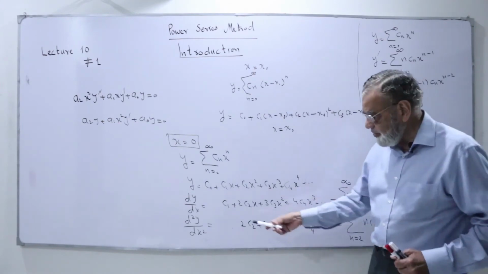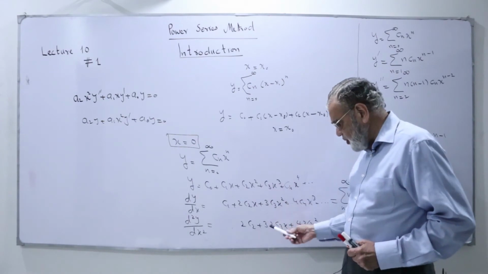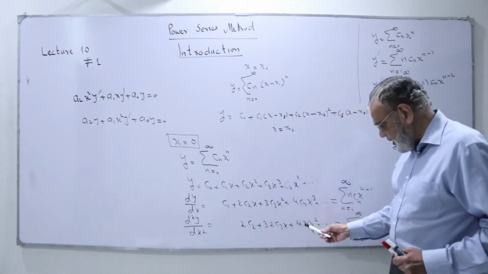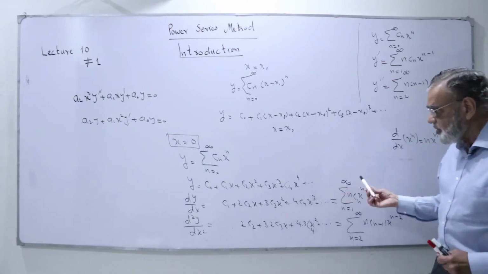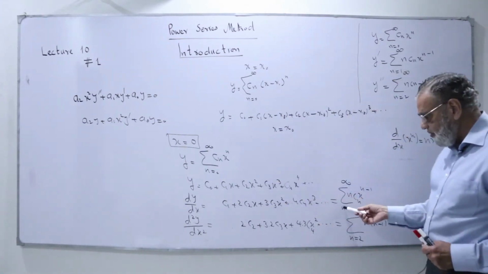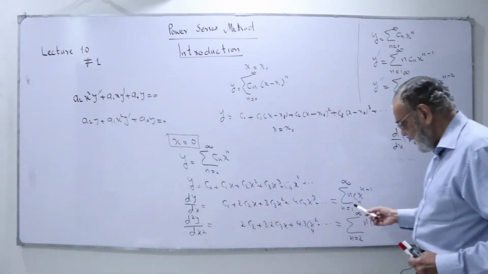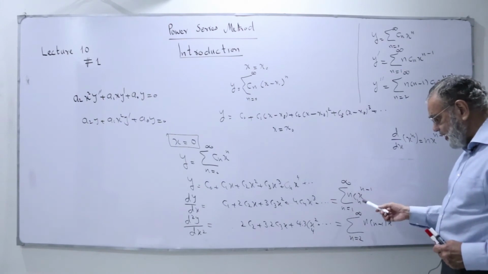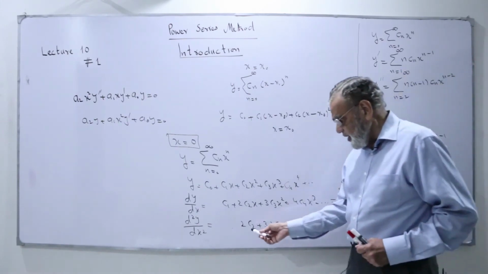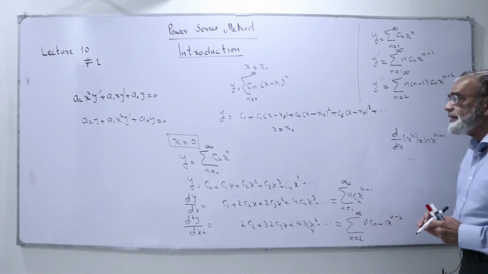And then the second derivative: because c1 is constant, it becomes 0. The derivative of x is 1. The derivative of x square is 2x. The derivative of x cube is 3x square. I have just combined this because I have the value of y here, so I just try to find the value of y dash. This is because n is now from 1, not from 0, 1 to infinity. So we have n x to power n minus 1, 1 to infinity here. And it changes to 2, so we get 2 to infinity and n into n minus 1 x to power n minus 2.